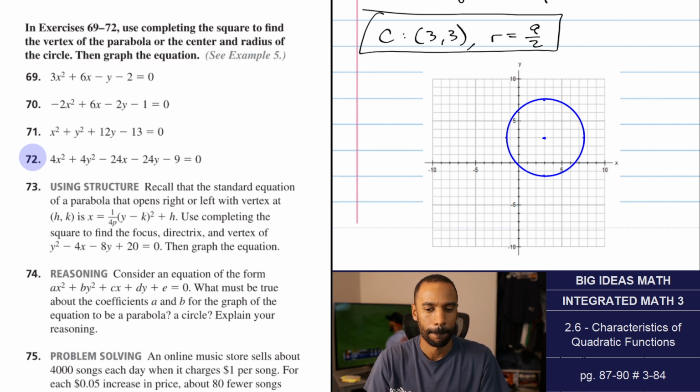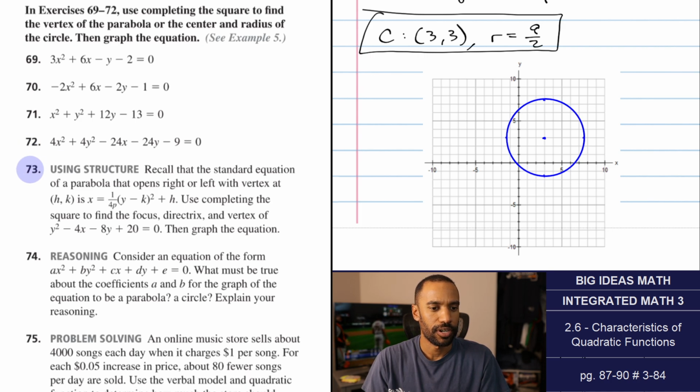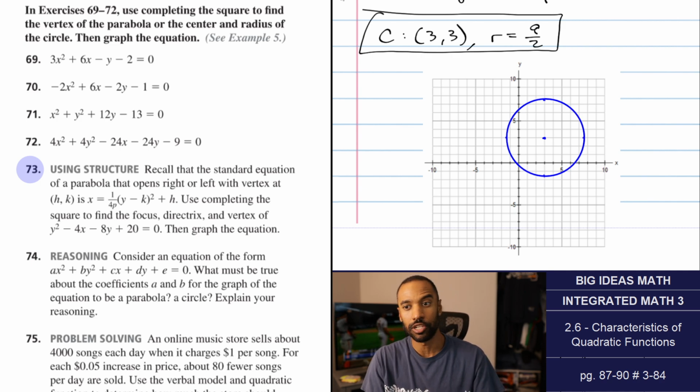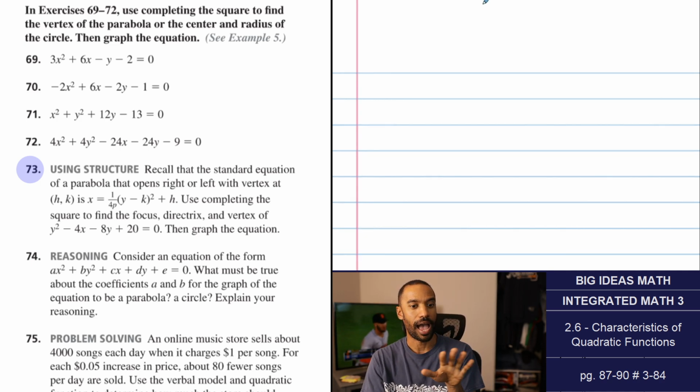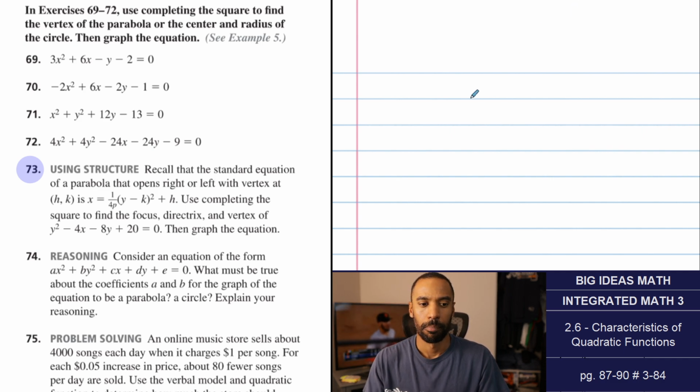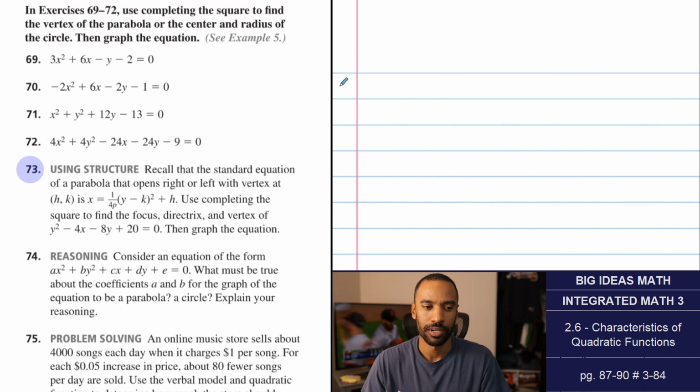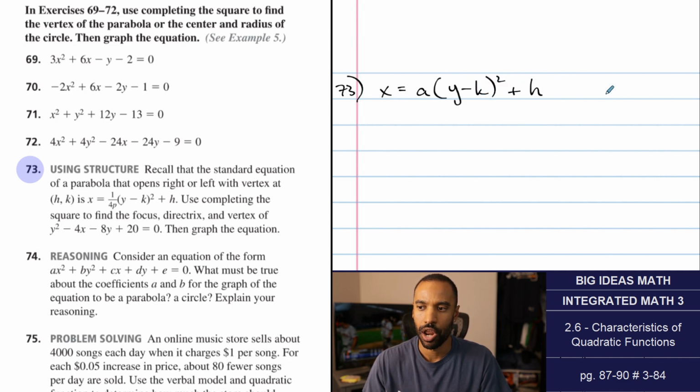Number 73. Using structure. Recall that the standard equation of a parabola that opens right or left with vertex at (h, k) is this. I do recall that, but I don't quite use it that way. I still have an a there. So I say x equals a times (y minus k) quantity squared plus h, noting that a is 1 over 4p. So I'm going to put that off to the side.